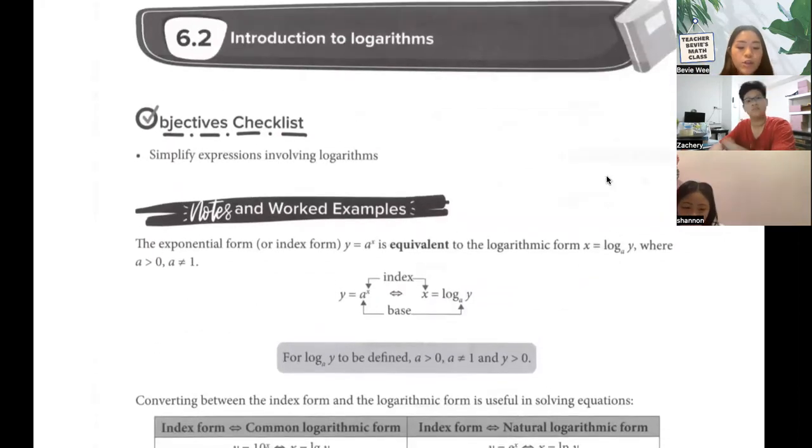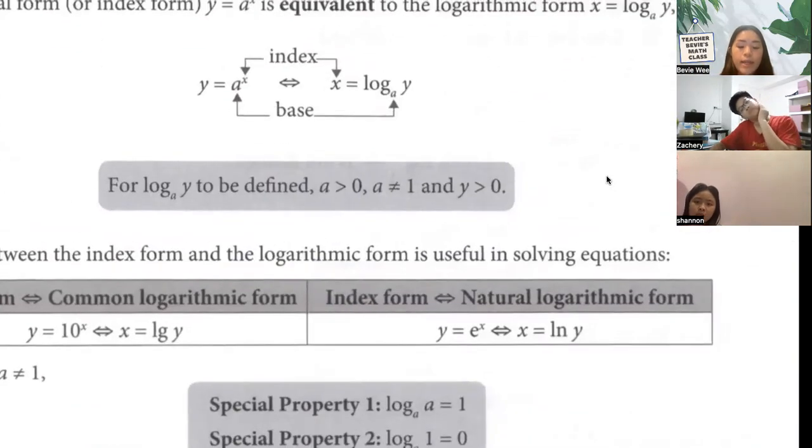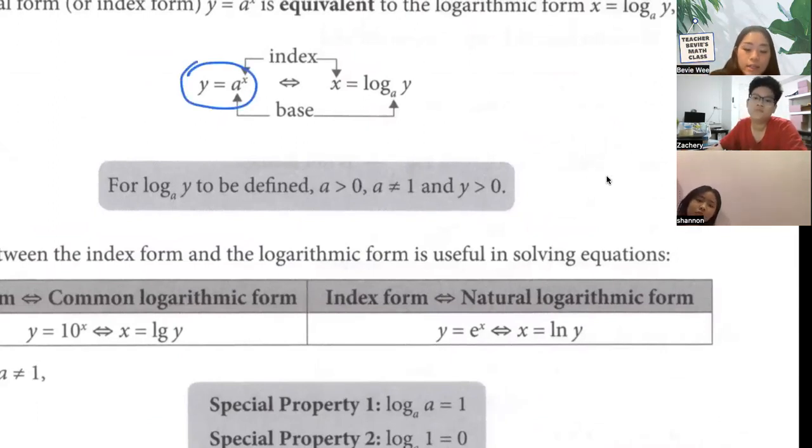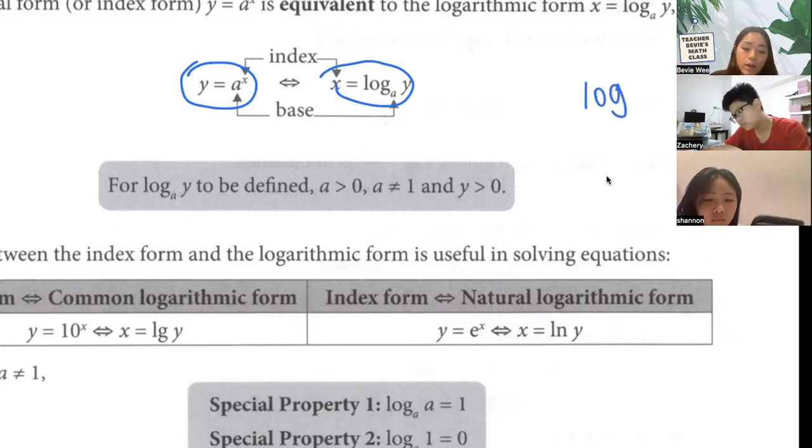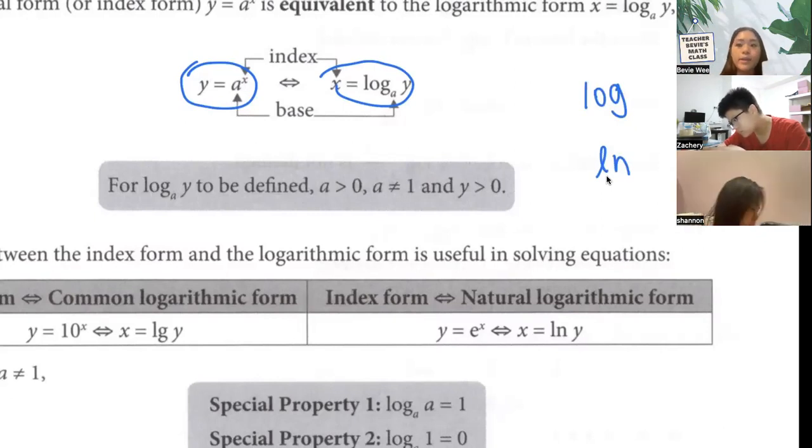Okay, let's take a look at 6.2. Introduction to logarithm. Basically, I need to know how to convert index form to logarithmic form. This is what we call an index form that we are familiar with from indices. This is what we call a logarithmic form. If you take a look at your calculator, on the right-hand side, quite on top, you will see the buttons log and ln. We will need these for this chapter.